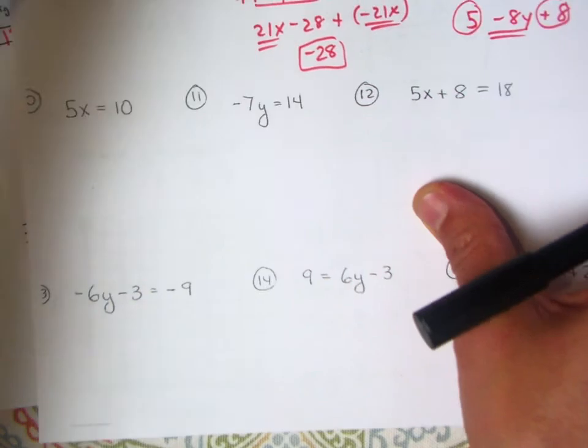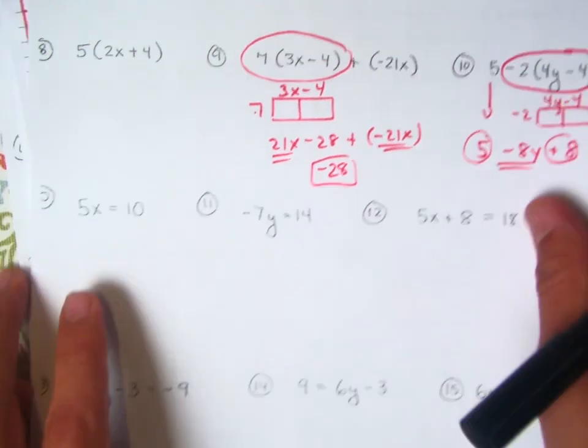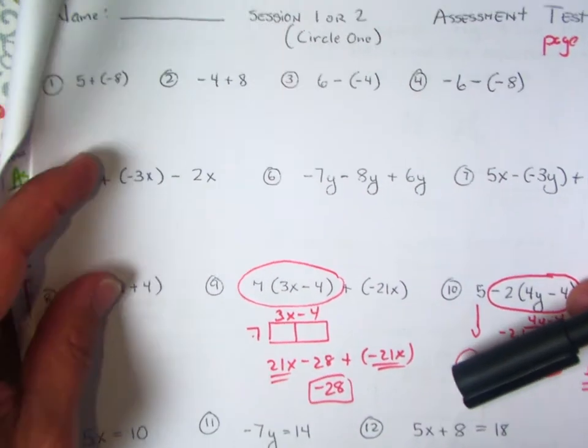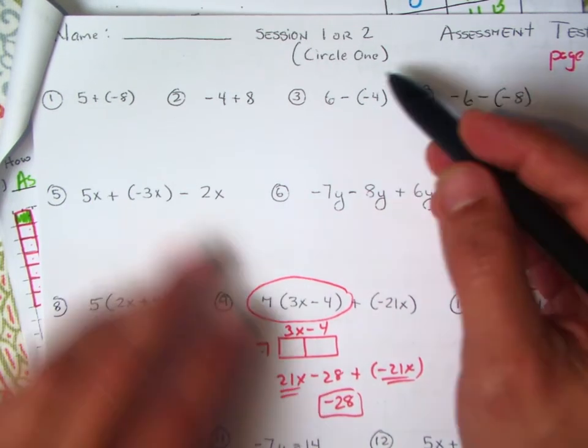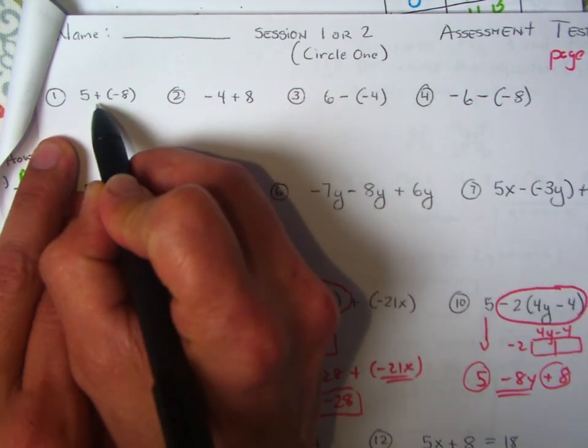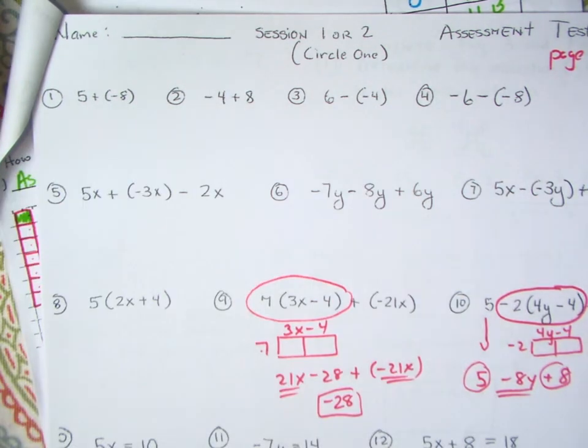And then on Friday, I gave you guys this page, and it's called assessment. You were only supposed to do page 1. So real quick, this is 5 plus -8. Well, what's 5 plus -8? Right? So here, let's see, what do we do? You do the T-chart.